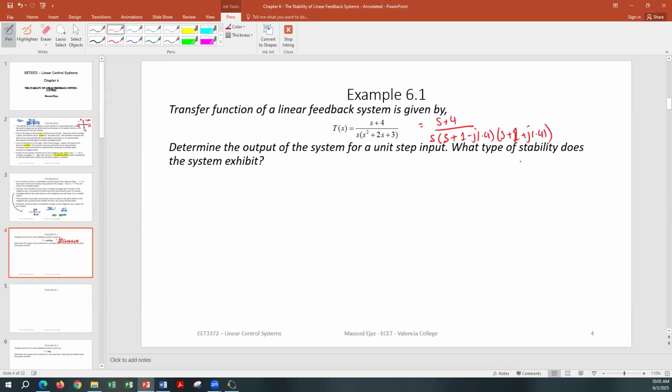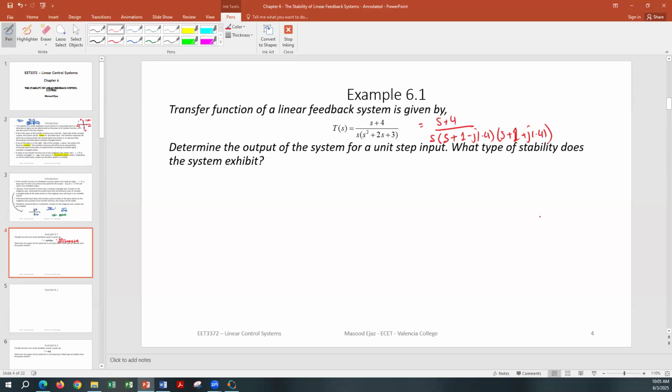Okay, so what type of stability do we have from this system, by the way? Of course, these two are on the left side because it's plus 1. So when you calculate the roots, they are going to be negative 1 plus j1.4 and negative 1 minus j1.4. So what type of stability are we expecting? Marginally stable system.